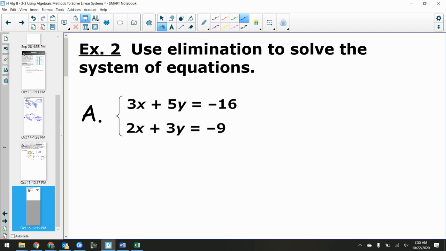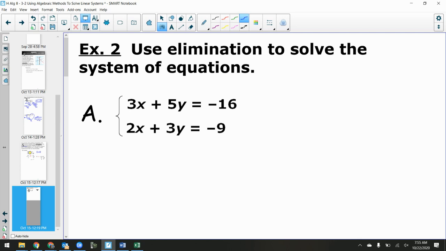This is example 2, letter A. I want to use elimination to solve the system of equations. Is this set up for elimination yet? No. The first thing that you should always check is to make sure that everything's lined up. I've got x's, I've got y's, I've got my constants. Good. These are both what's known as standard form. ax plus by equals c, right?